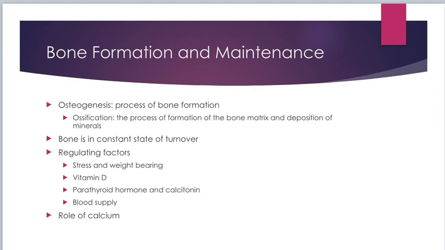So ways that our body tries to maintain our bones are listed here. Our bones are constantly changing and reforming, redeveloping. It's dependent on body stress and weight-bearing activity, the amount of calcium and vitamin D, the blood supply, the parathyroid hormone and calcitonin. All of those things help regulate bones and keep them constantly remodeling.